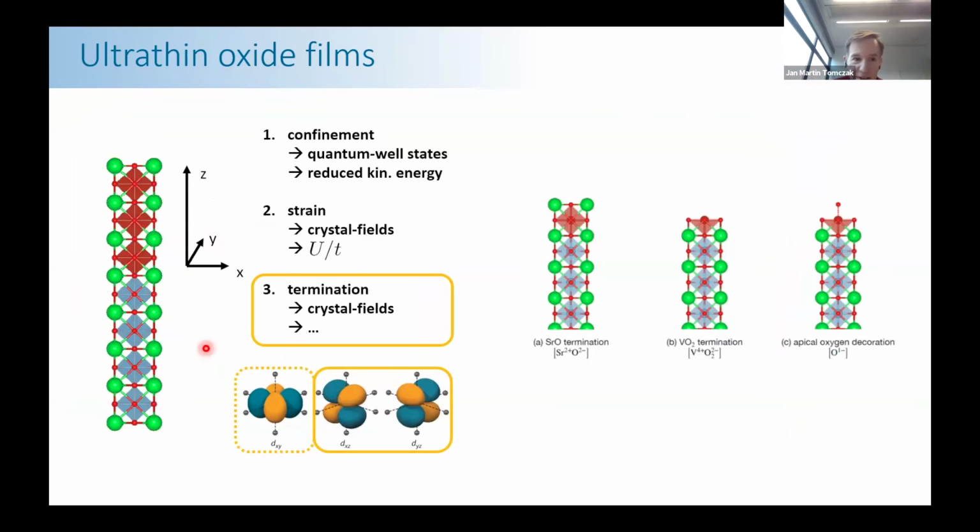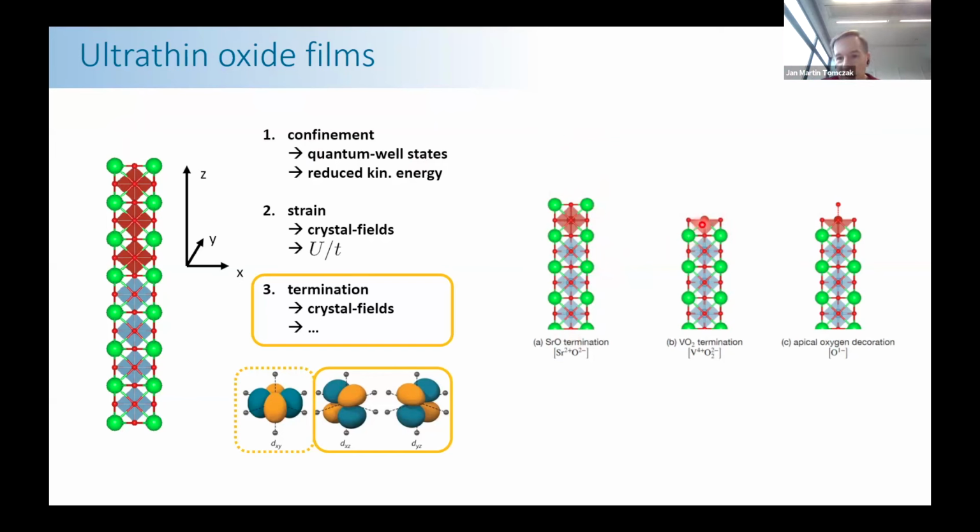And the third effect is termination. So we talked about something on the substrate, but there's also the vacuum on the other side. And of course, the physics depends very much, as we will see, on what the system terminates with. Here, this seems to be quite intuitive: you put one unit cell of this oxide that you grow on the substrate. Here you would have something where, well, a VO2 termination you're missing. You're only putting half of a unit cell there.